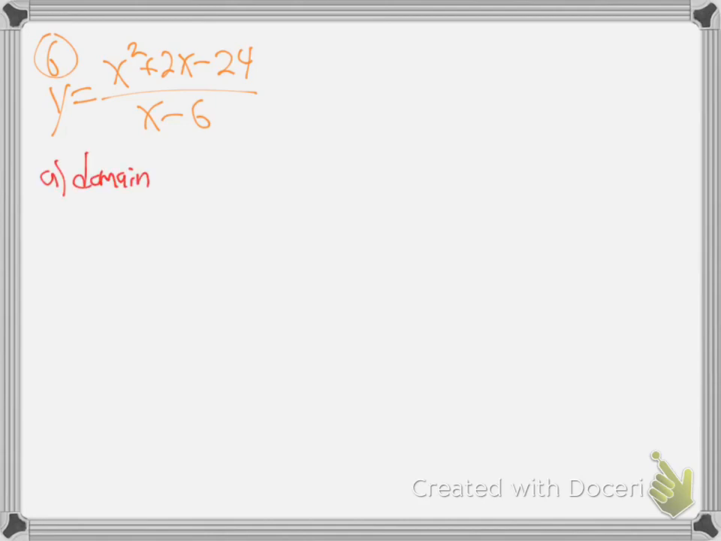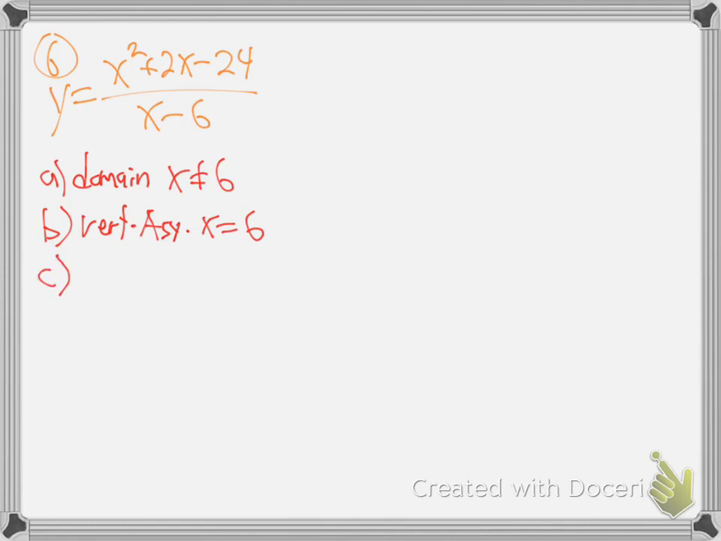So what would be the domain of that one? 6. Yeah, just x can't be 6, huh? Right. Does that make the bottom 0? Not allowed. Okay. What's the vertical asymptote? Same thing, huh? Those are the same. At 6, you're going to have a vertical asymptote. That's why you can't go there. All right, now, on to part C.